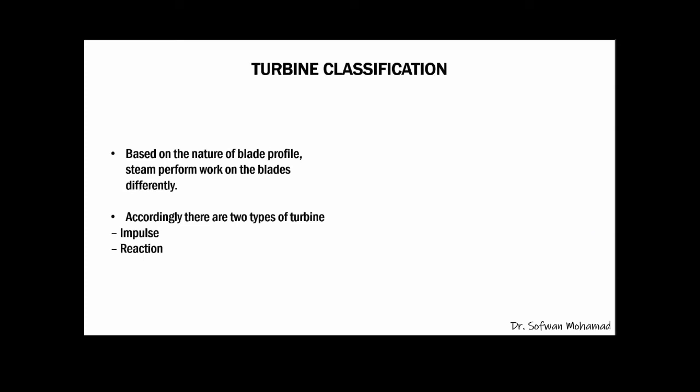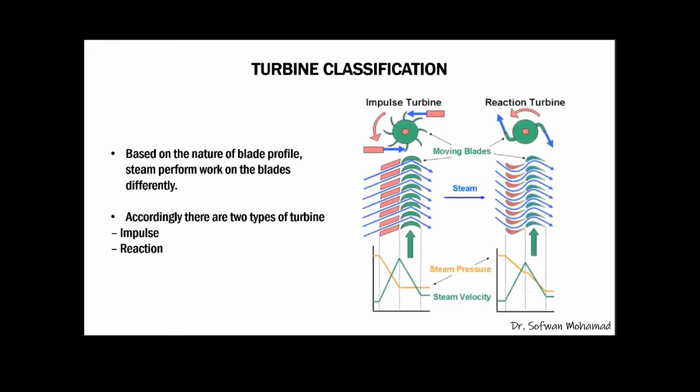Based on the nature of the blade profile, steam performs work on the blades differently. And there are two types of turbine, as we have learned before this, which are the impulse turbine and reaction turbine. And steam turbines are also classified into these two types: the impulse steam turbine and reaction steam turbine.